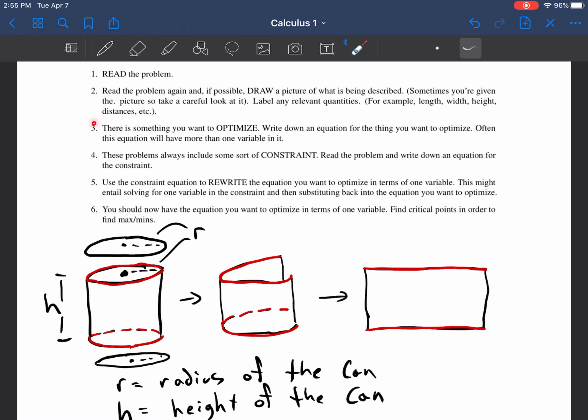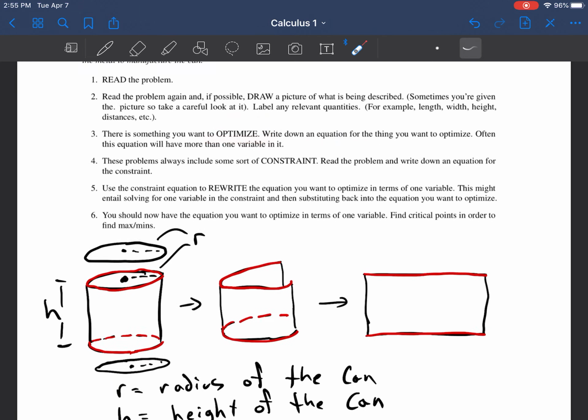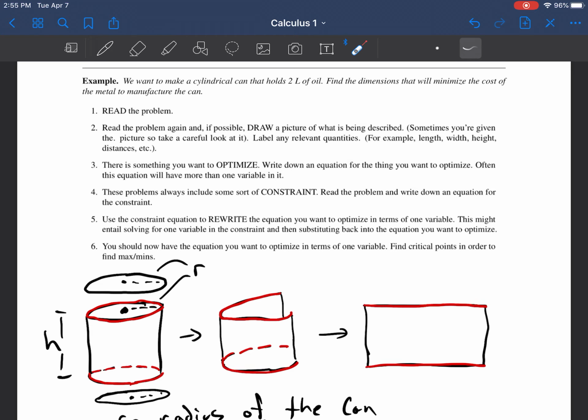Step 3 is the optimization step. Here we want to write down an equation using the variables that we just declared, an equation for the thing that we want to optimize. In this case, what we want to optimize is the equation that gives us the surface area, for the amount of metal that we need. We want to minimize something, that's the optimized part. And what we want to minimize is the amount of metal that we need to make this can.